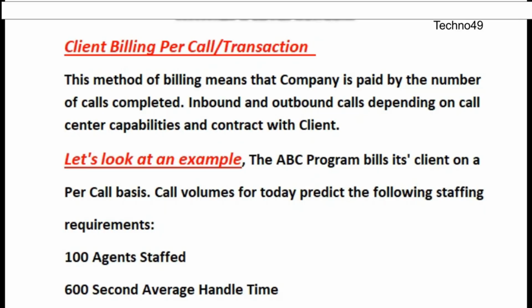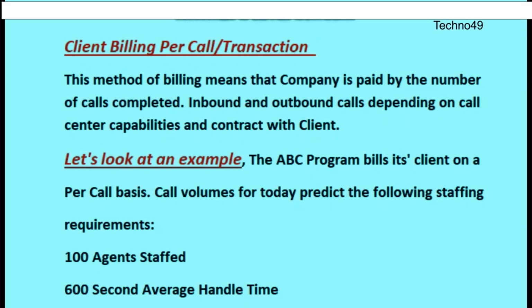So the production hour means the productive hour that has been given by the agents while assisting the customers. It does not include any kind of auxes, like your break, any meetings, training, or any offline activities. These will not be a part of production hours. So please try to watch that video.